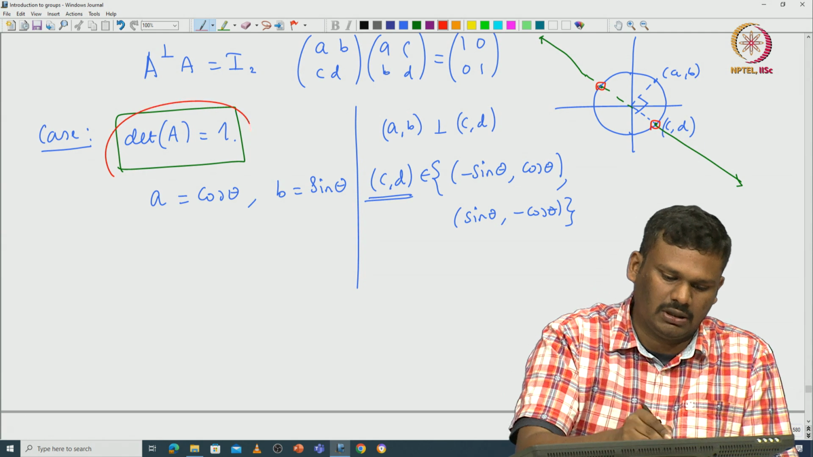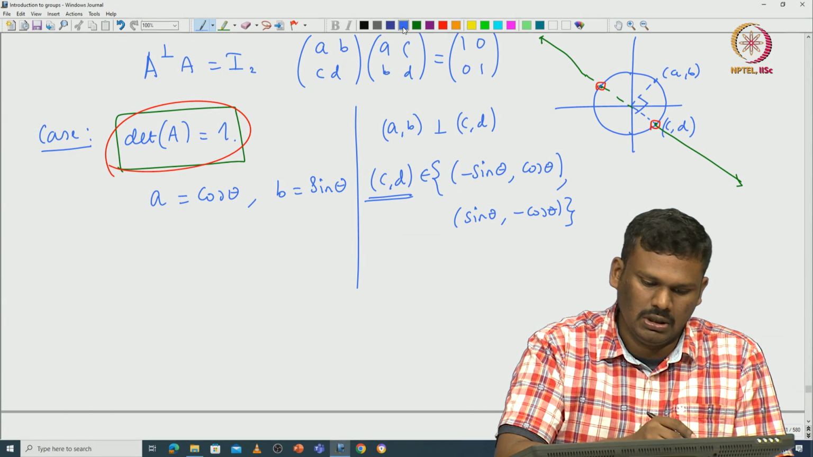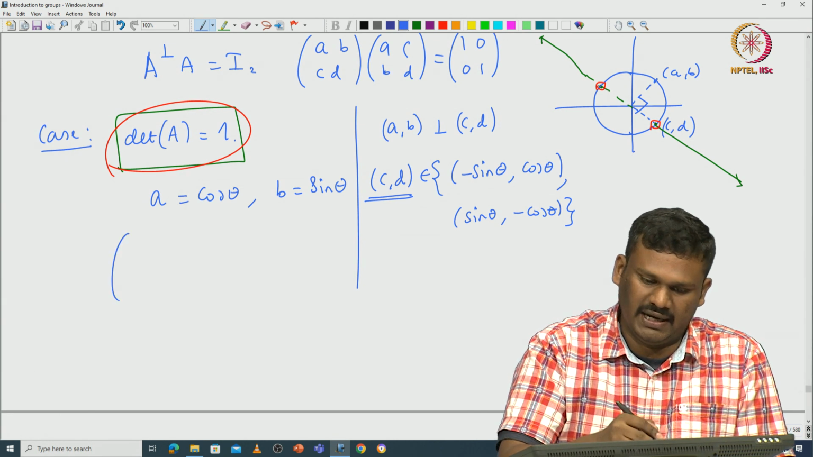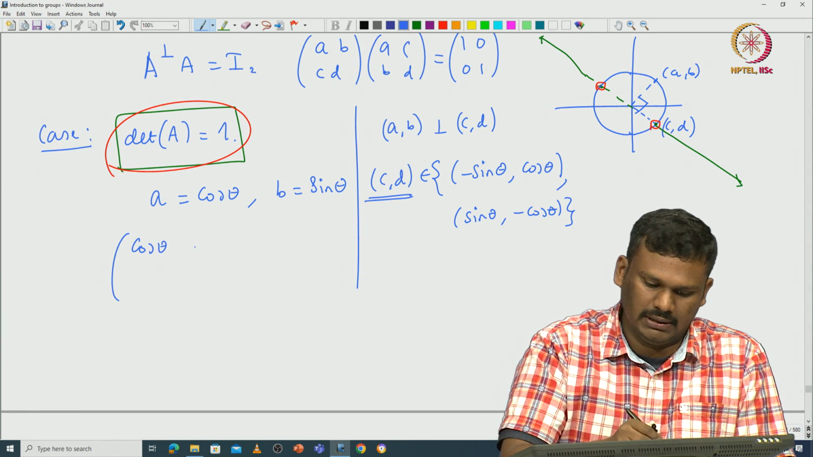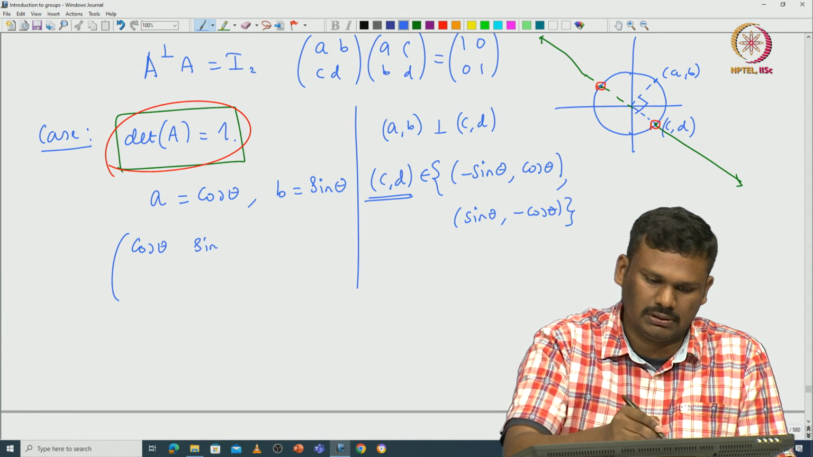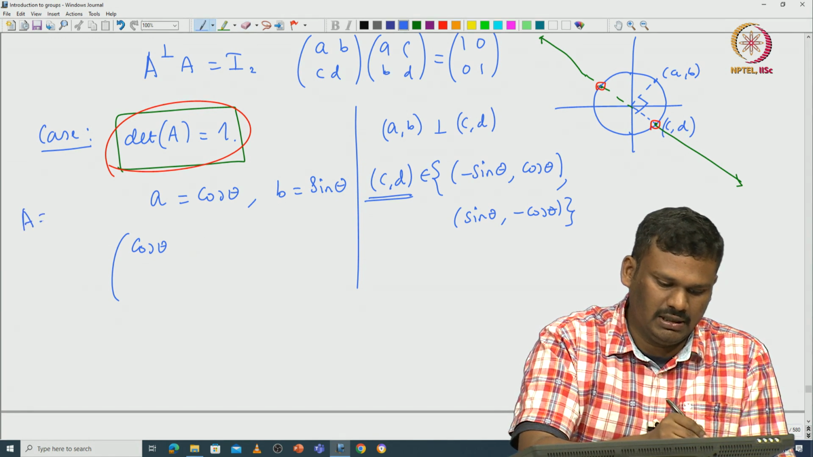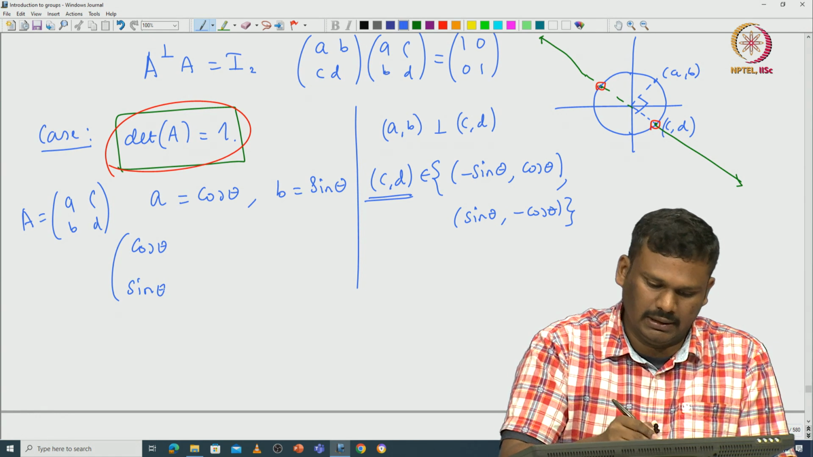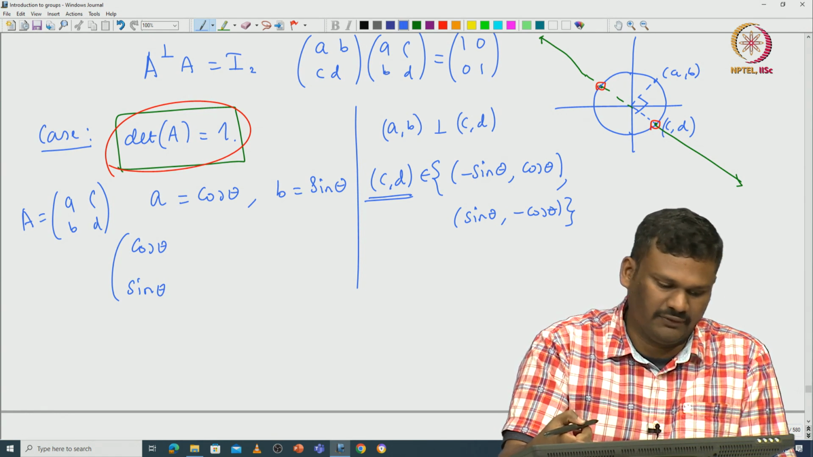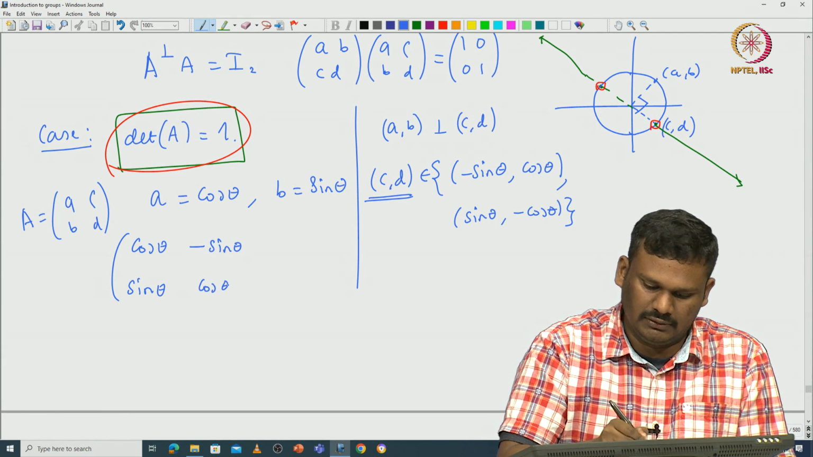Okay. Now, this determinant of A being equal to 1 determines which point you can choose. So, you can easily see that the matrix is nothing but cos theta and then sin theta. Rewriting, this is my matrix. So, my matrix A is A B C D. So, this is cos theta sin theta, and then if you take, for example, the first one, you get minus sin theta and then cos theta.